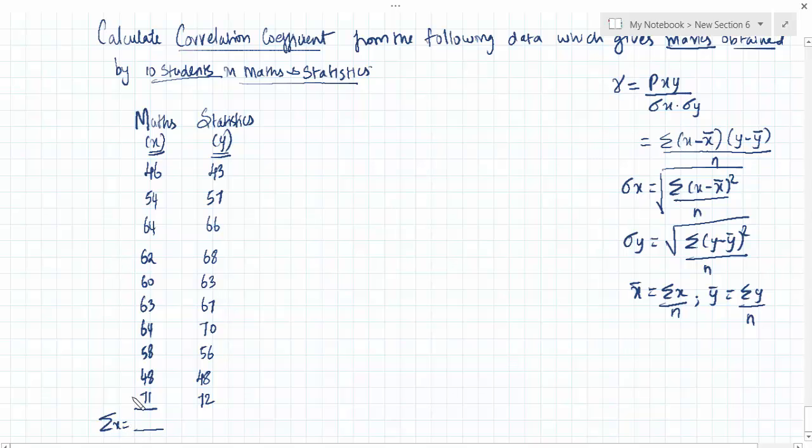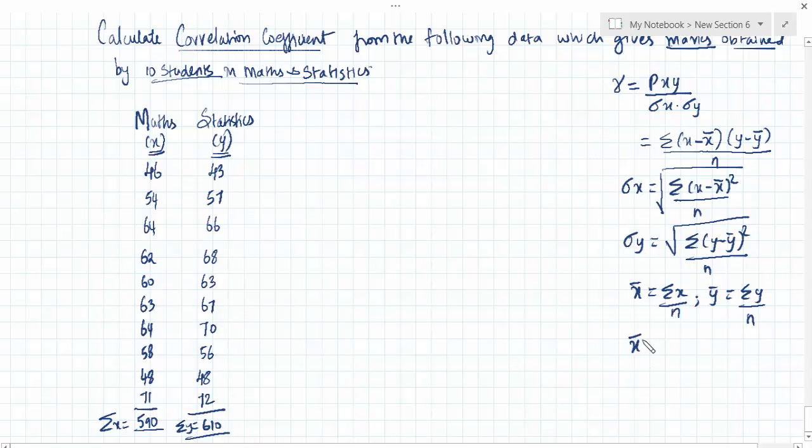So what is summation of x? If you total all this, you would get 590. So that is summation of x, and we'll do the totaling of y. That is, summation of y is equal to 610. So now we have summation of x and summation of y, so we can find x bar and y bar. And how many items do we have in both the variables? We have 10 and 10, right?